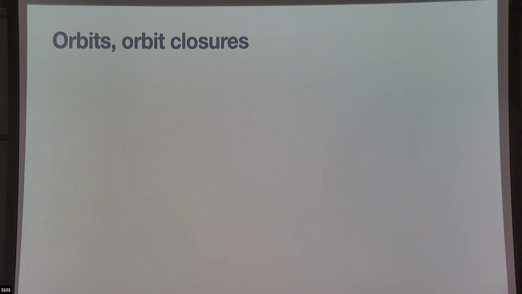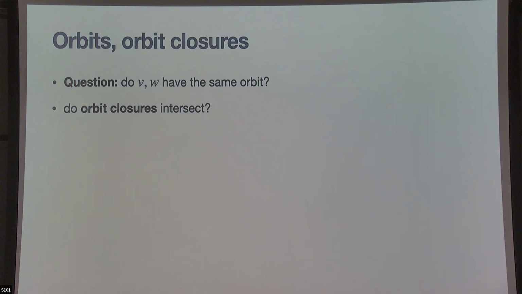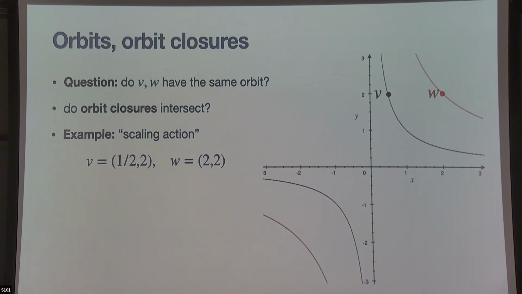So as I was mentioning before, what you want to know when you think about these problems is, are points equivalent under these orbits? And it turns out not to be so easy to think about whether these vectors have the same orbit, but rather the orbit closure. The reason is that the groups we're talking about are not compact, so their closures can intersect even if the orbits don't intersect.